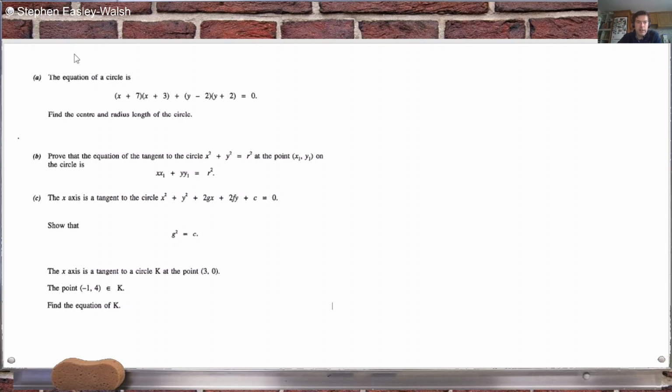Okay, let's have a look here at this question. That's the equation of the circle. Find the center and the radius. All right, well, the first thing I'm going to have to do is expand it.